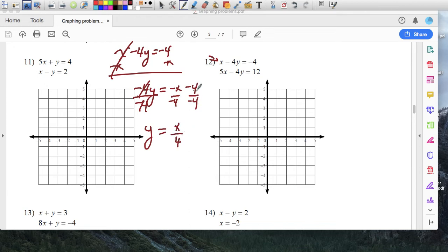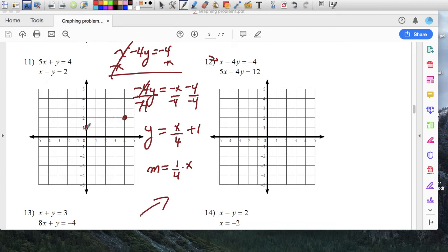We still need to change the second equation, so we have x minus y equals 2. Minus x on both sides, I get negative y equals negative x plus 2. I think it's easier here to divide by negative 1, or multiply the whole thing by negative 1, and negative y is just y. We're applying the distributive property: negative 1 times negative x is positive x, and negative 1 times 2 is negative 2. So here's our equation. The y-intercept is negative 2, so I'm going to put my y-intercept over here.